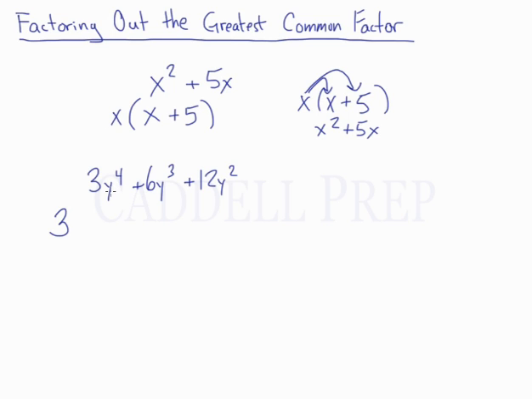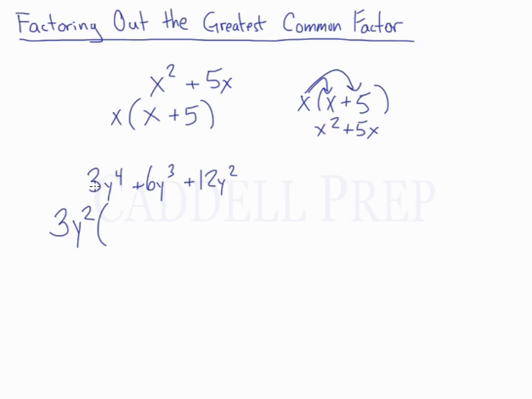Now for the variables. We have y to the 4th, y cubed, and y squared. Here's a little trick. The greatest common factor of the variables, in this case of the y's, is going to be the term with the smallest exponent. So y squared goes into all of them. That's what we'll take out. So now we'll just divide each term by 3y squared.